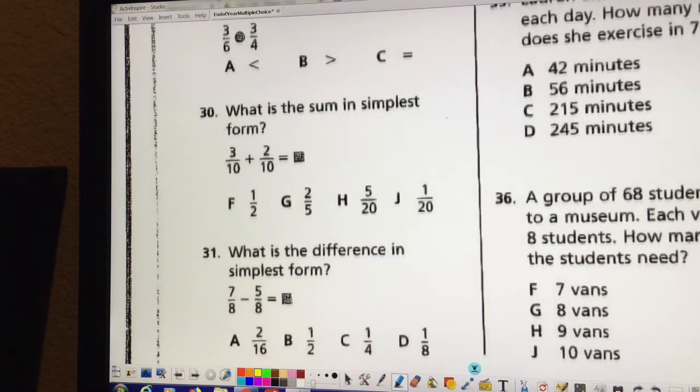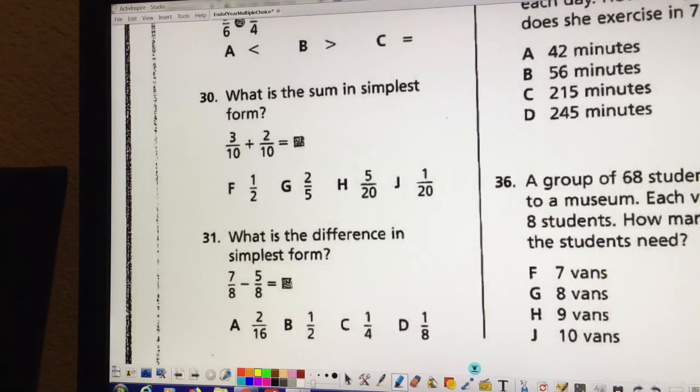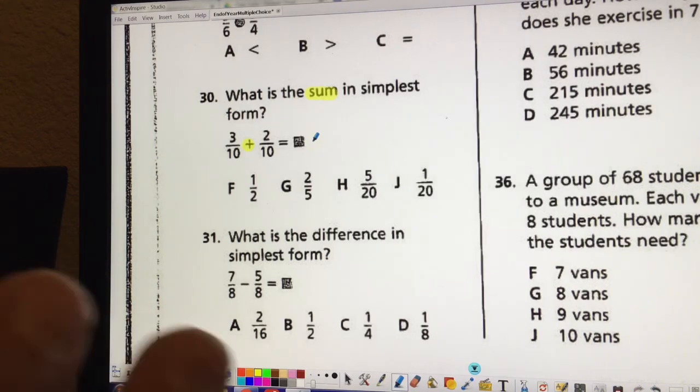Now, number 30, we definitely did not talk about, but I want to see, you may or may not know this. What is the sum, which is talking about addition, in simplest form? So if I add 3/10 plus 2/10, what does that equal? You may or may not have done this maybe in Splash Math or even in your Prodigy. So you may or may not know this. Try your best.